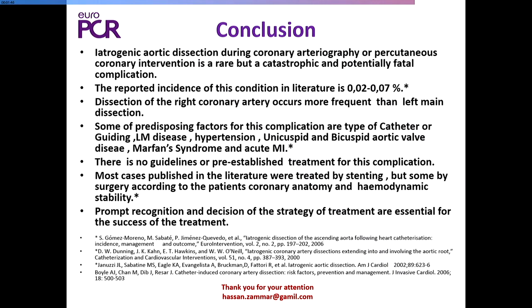So I can conclude that iatrogenic aortic dissection during coronary angiography or percutaneous coronary intervention is a rare but catastrophic and potentially fatal complication. The reported incidence of this complication in the literature is 0.02 up to 0.07%. Dissection of the right coronary artery occurs more frequently than left main dissection. Some of the predisposing factors for this complication are the type of catheter or guiding, left main disease, hypertension, unicuspid or bicuspid aortic valve, Marfan syndrome, and acute MI.